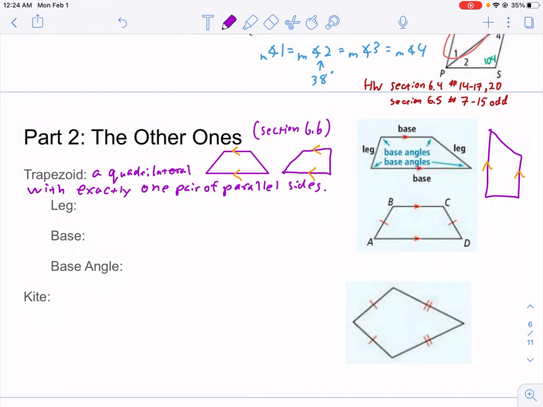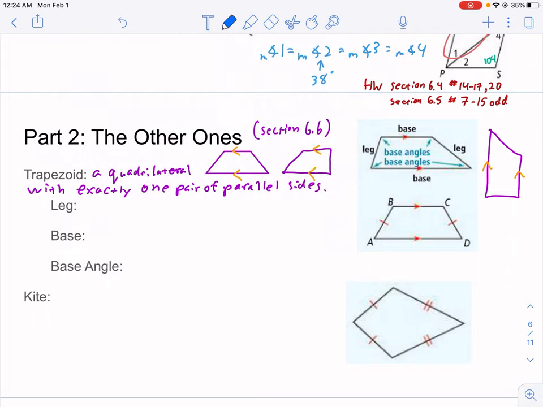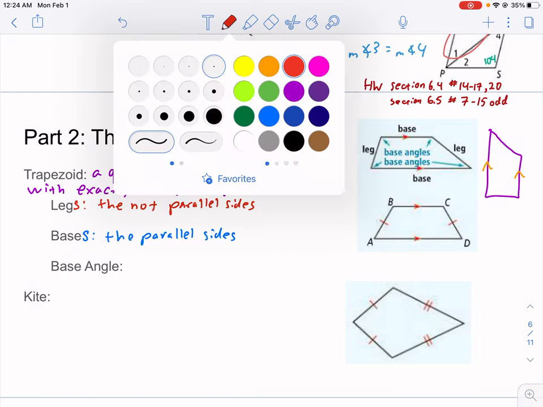So, what are we going to do with trapezoids, these odd shapes that have two parallel sides? Well, we're going to do some algebra, but first we should identify things like their base and their legs. So, a trapezoid actually has two bases, and those are simply the parallel sides. A trapezoid also has two legs, and those are the not parallel sides. It also has some base angles. I think I'll make those green.